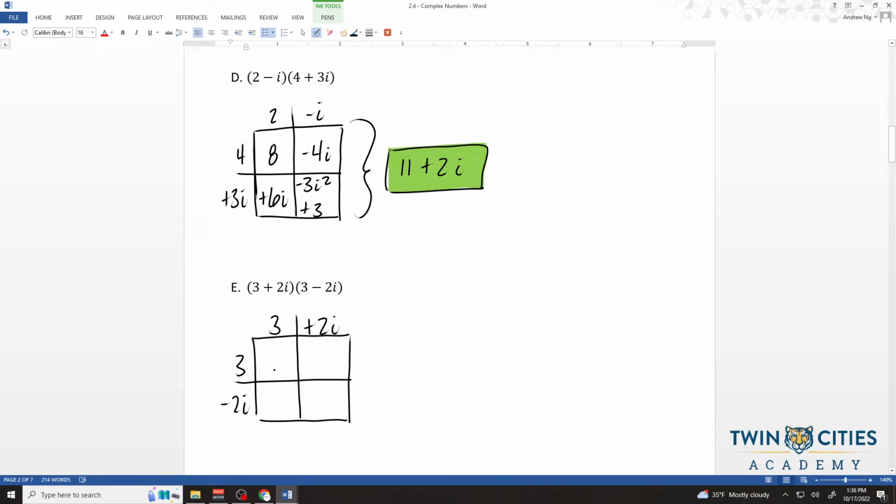Okay, 3 times 3 will make 9. 3 times 2i is going to make 6i. 3 times negative 2i is going to make negative 6i. And then negative 2i times 2i, this is going to make negative 4i squared. Again, because i squared is negative 1, this is really saying negative 4 times negative 1, which will be a positive 4.